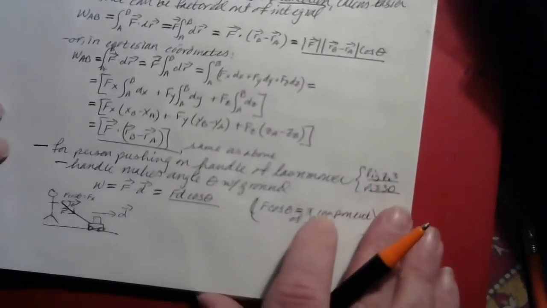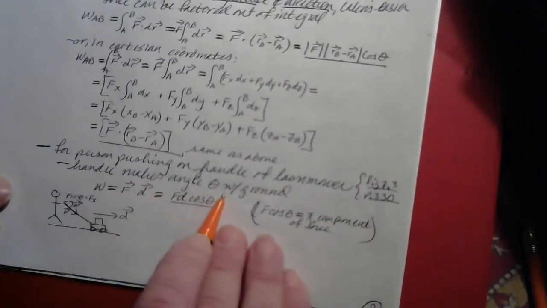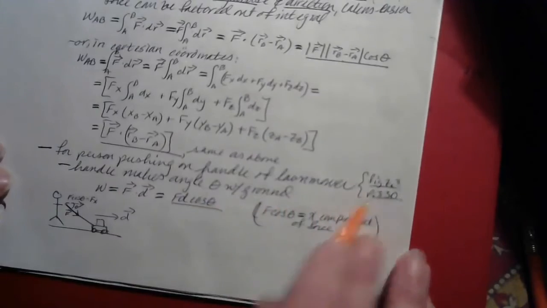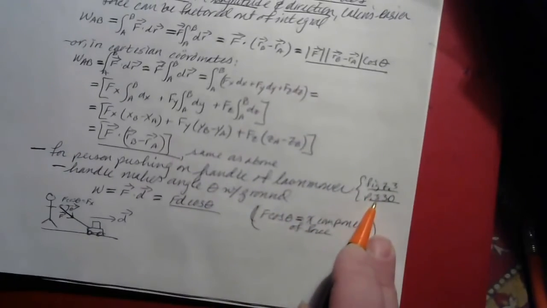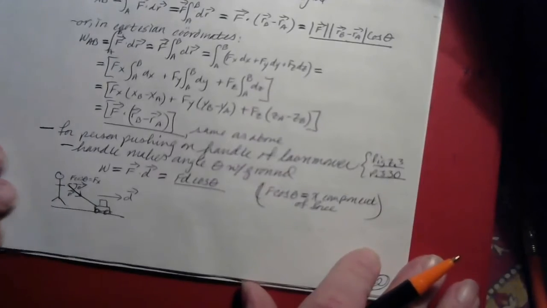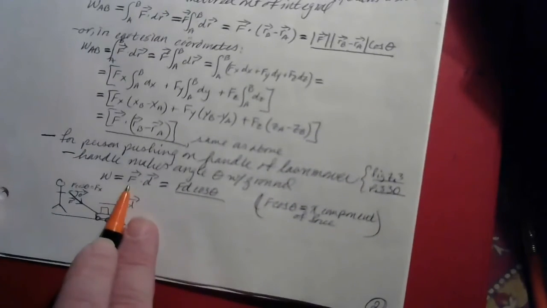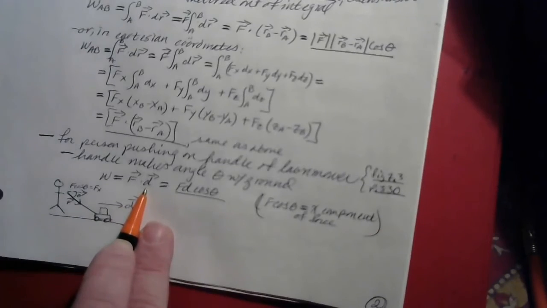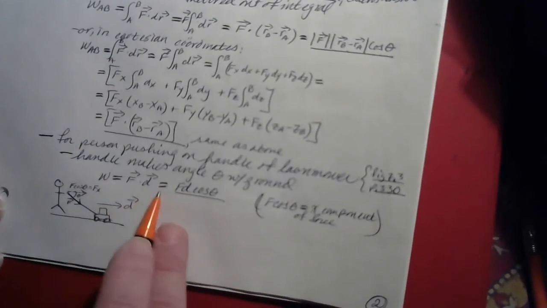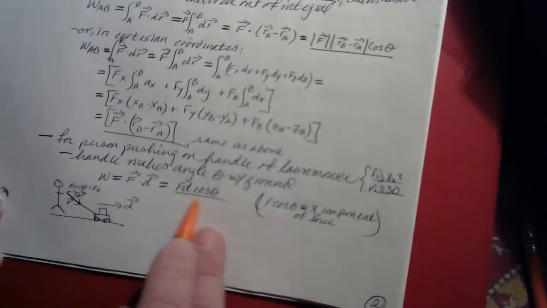So for example, if you have a person pushing on the handle of a lawnmower and the handle makes an angle of theta with the ground, there's a figure in the textbook on page 330 that you can have a look at. That's probably a little more sophisticated than what I can draw. But anyway, work is equal to force times distance, or displacement, if you prefer. And that is equal to the magnitude of the force times the magnitude of the displacement times the cosine of the angle.